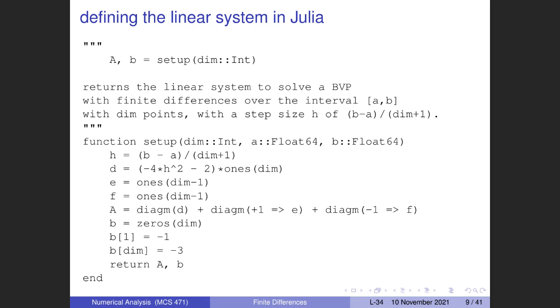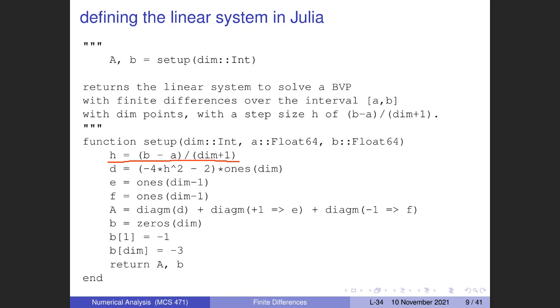So here is a Julia function that defines the system for any dimension. 2 things you have to take care of: with Julia we start at 1, and the number of interior points is actually the dimension of your problem. So in the mathematical derivation, we started to count at 0 and ended at n. So we had n-1 interior points. Here we have dim many interior points, but this implies that we have to divide by dim plus 1.